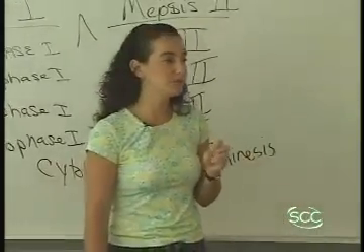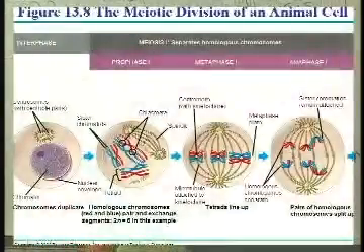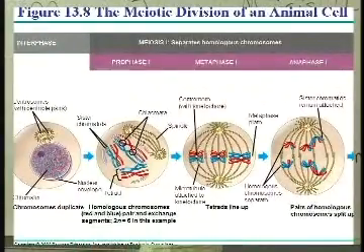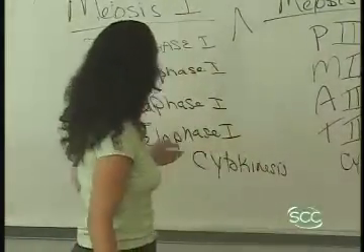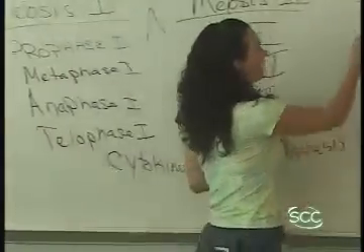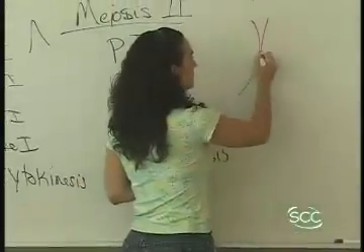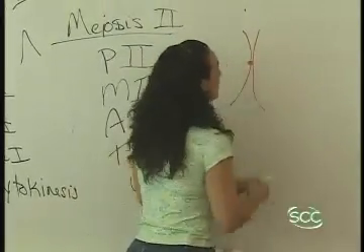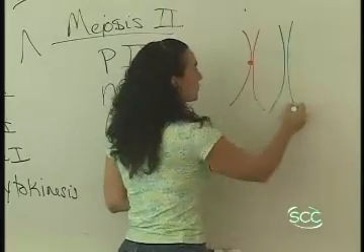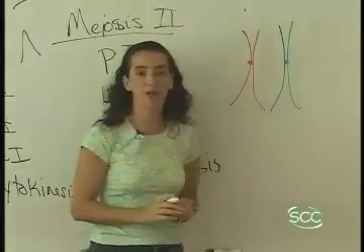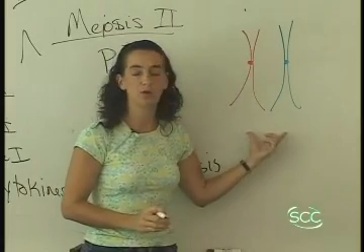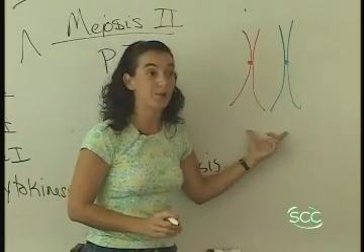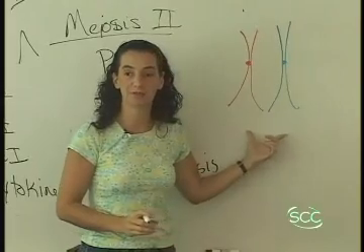During prophase 1, the homologous chromosomes will pair up. They will find their partner. They will find their homologous chromosome. If I've got chromosome 1 and chromosome 1, they're going to pair up. They're going to come together, form this homologous pair. Synapse. This is where synapsis occurs.